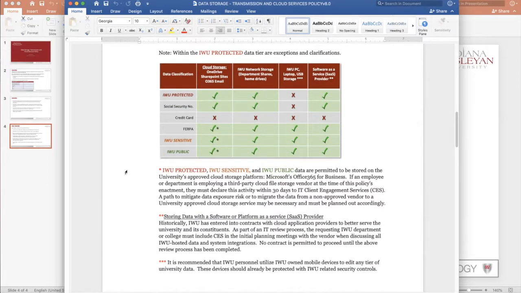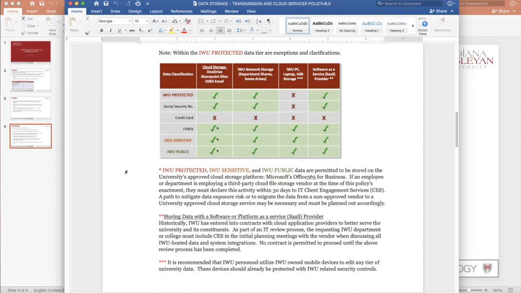Now, if an employee or department is employing a third-party cloud file storage vendor at the time of this policy's enactment, they must declare this activity within 30 days to IT Client Engagement Services. At that point, a path to mitigate data exposure risk or to migrate the data from a non-approved vendor to a university-approved cloud storage service may be necessary and really must be planned out accordingly.